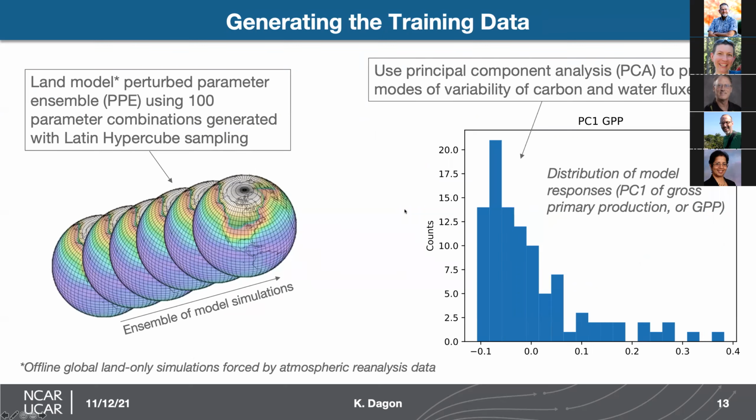And then a note about the metrics that we were training the emulator to predict, because this is an important piece in the process. We decided to use principal component analysis to predict the modes of variability of carbon and water fluxes. This is just showing one of those metrics in particular. This is the distribution across the ensemble members of the first principal component of GPP. The reason that we did this was primarily to reduce the dimensionality of the problem, while also hopefully preserving some of the spatial information instead of just emulating the global mean quantities.